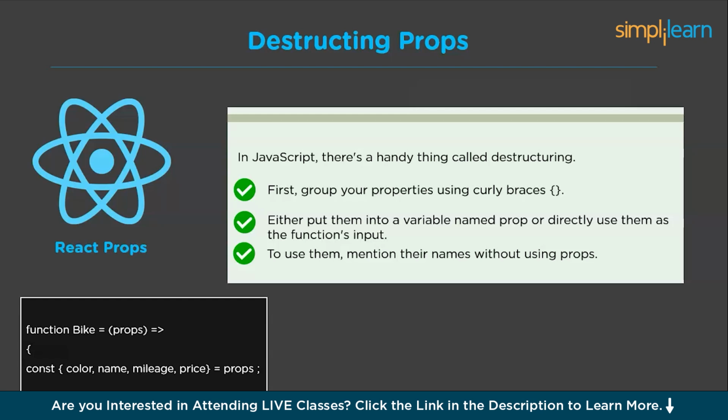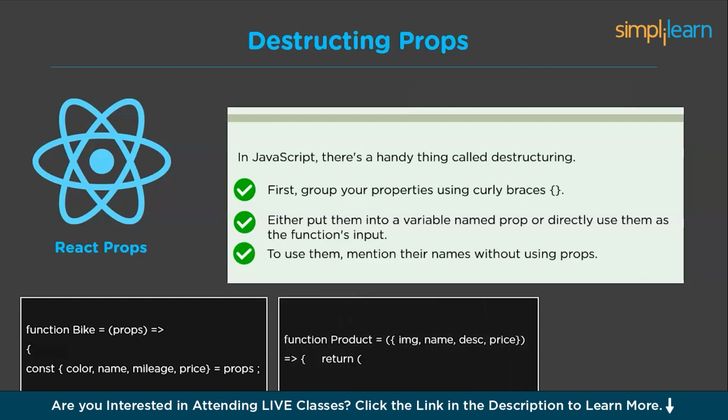Now for the second step, to use these properties where you need them, just mention their names without using props before each one. So as we have done this, we no longer have to use props.color, props.name, etc. The second thing you can do is like this example, function product. This is the function name. And after that, instead of using props, you simply pass the attributes image, name, description, price, and then you can use them further.